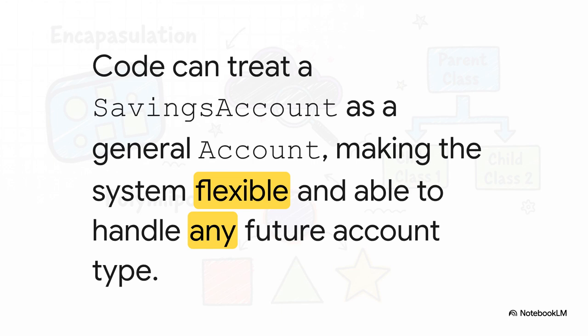Polymorphism lets our program treat a very specific object, like a savings account, as if it were just a generic account. Now, why is that a superpower? Well, imagine you have a list with all different kinds of accounts in it. Savings, checking, whatever. You can write one single piece of code that says, hey, go through this list and calculate the end-of-month fees for every account. And it just works. It doesn't care what kind of account it is. It can handle any new account type we dream up in the future without us having to change that one line of code. It's incredibly powerful.